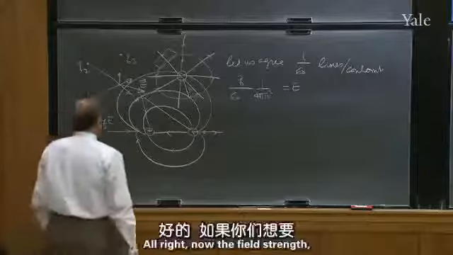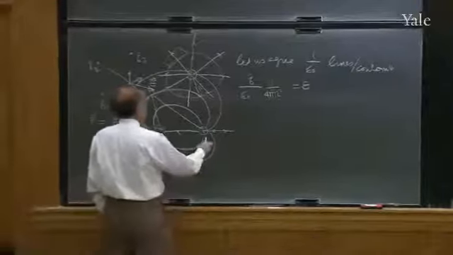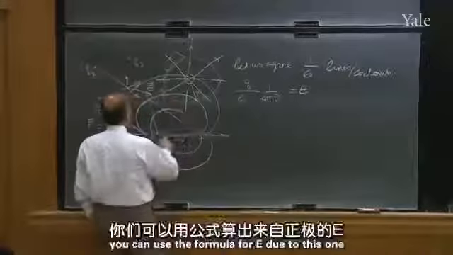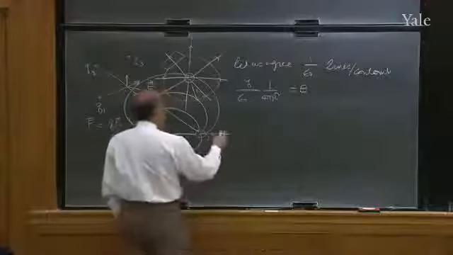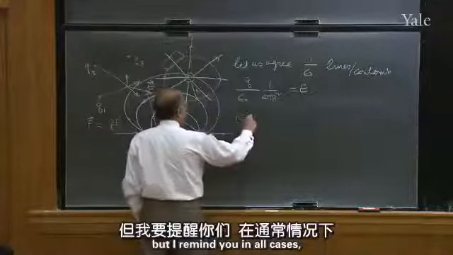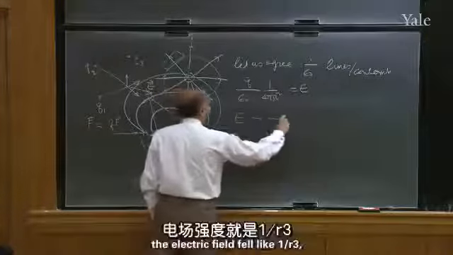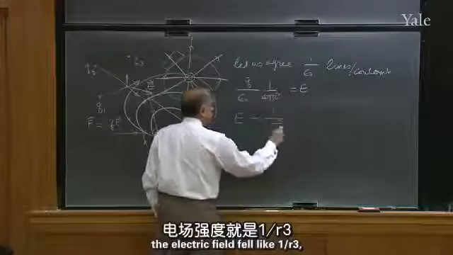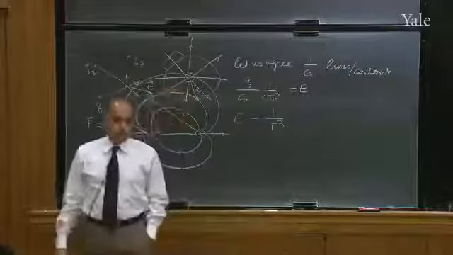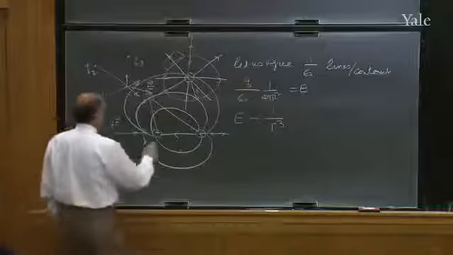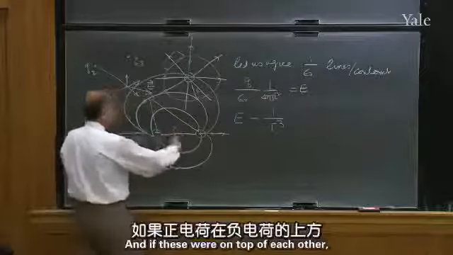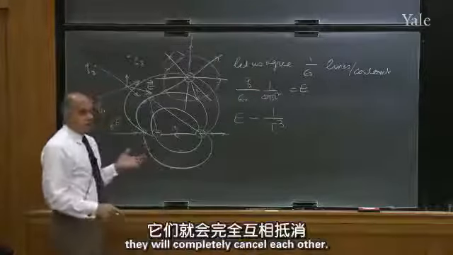All right. Now the field strength, if you want to calculate it, you can use the formula for E due to this one and E due to that one and add them. And I did that for you. I don't want to go into the details, but I remind you, in all cases, the electric field fell like 1 over r cubed. Because the field of each charge goes like 1 over r squared. And if these were on top of each other, they will completely cancel each other.